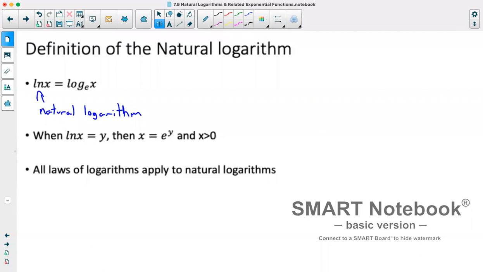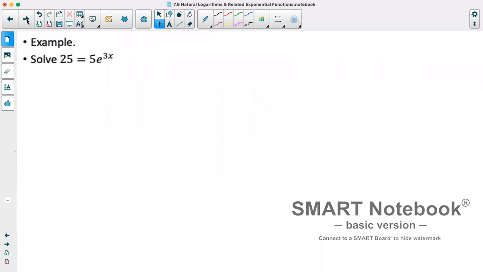Now, all laws of logarithms also apply to natural logarithms. So, for example, solve 25 is equal to 5 times e to 3x. So first thing I would do here is see if I can reduce either side. So I'll divide both sides by 5. So you've got 5 is equal to e to 3x.